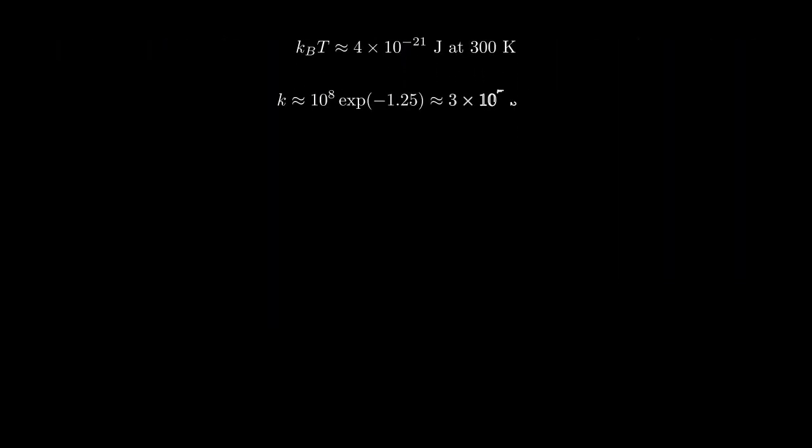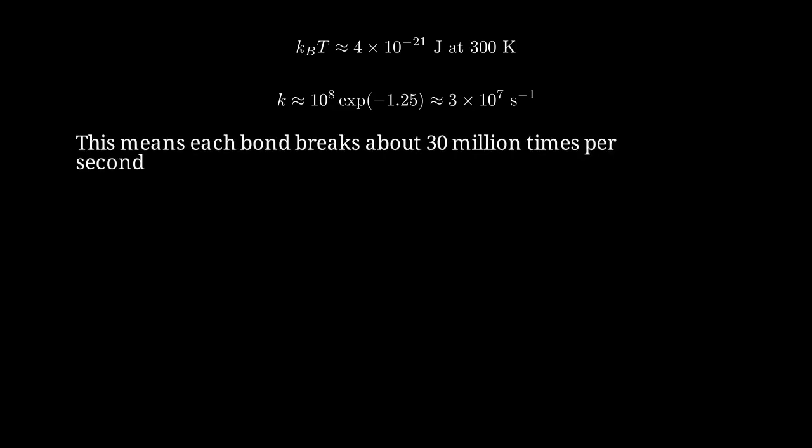Using a typical attempt frequency of 10^8 per second, we get k ≈ 10^8 × exp(-1.25), which is about 3 × 10^7 per second. This means that each individual hydrophobic interaction breaks and reforms about 30 million times per second.